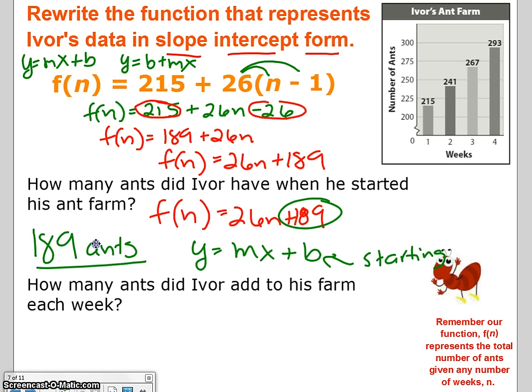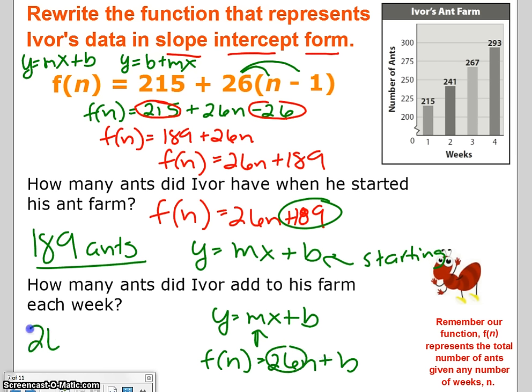Okay. So then now I want to know how many ants did Ivor add to his farm each week? Well, again, in my formula of y equals mx plus b, what is my rate of change? What is it changing by? That is the m. So when f of n equals 26n plus b, what am I changing by? 26 ants each week. Very good.